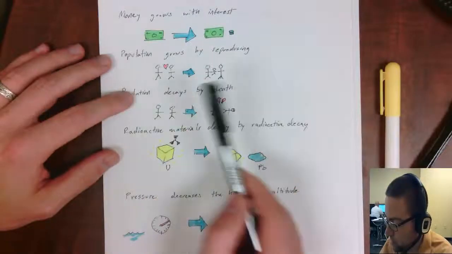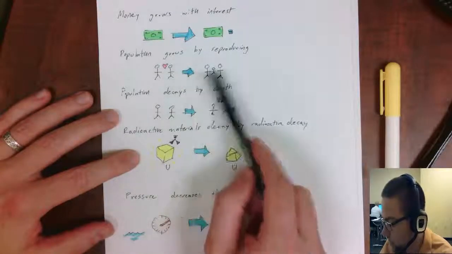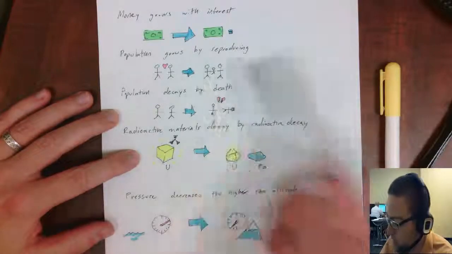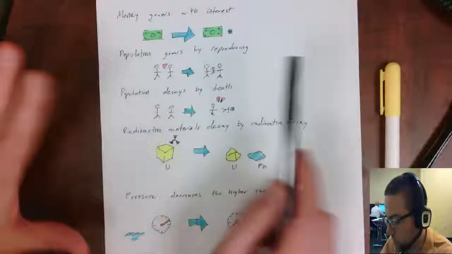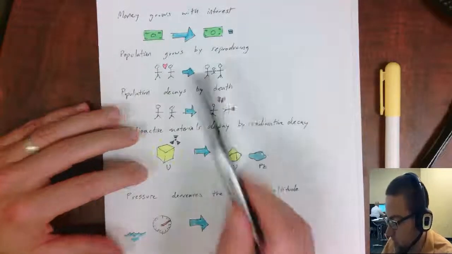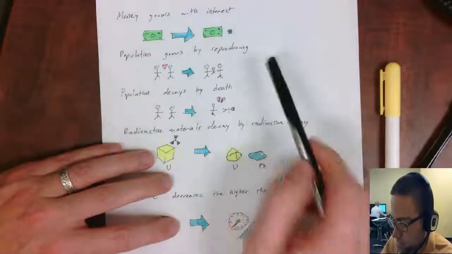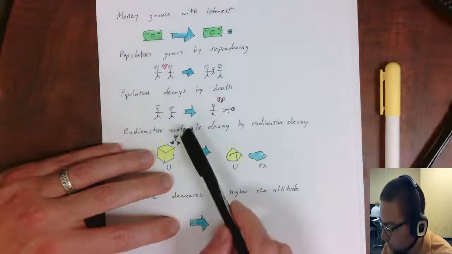Also, populations grow by reproducing. So you have a couple, and then they have a baby, and this happens throughout the whole population. So if all the couples are having a baby, then it's growing by a certain amount. Then the babies have babies, and the next generation has more, and so on.